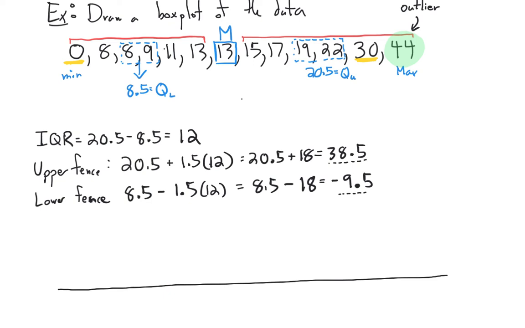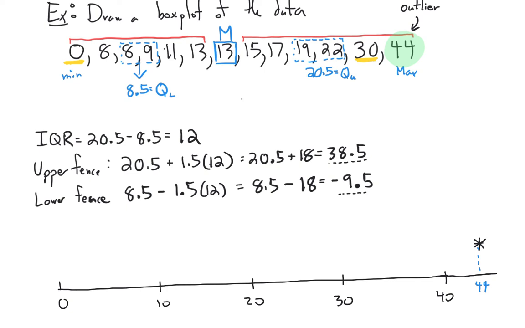Okay, so let's put a scale in first. So this will be 0, 10, this will be 20, this will be 30, this will be 40, and we need a little bit more. So we have an outlier at 44, which is about here. So we put a star at 44 because it's an outlier.